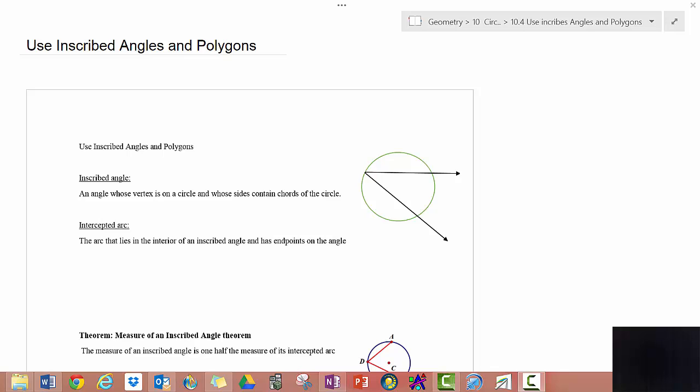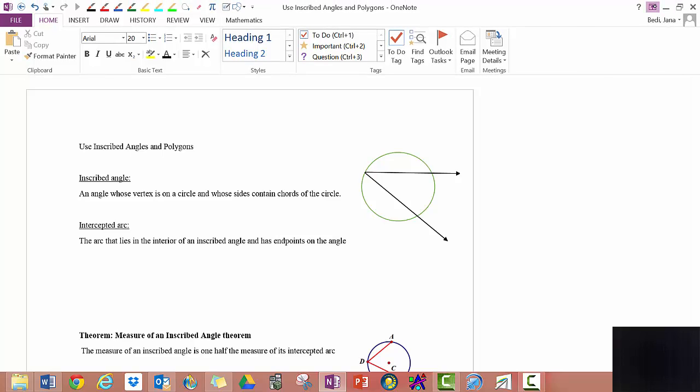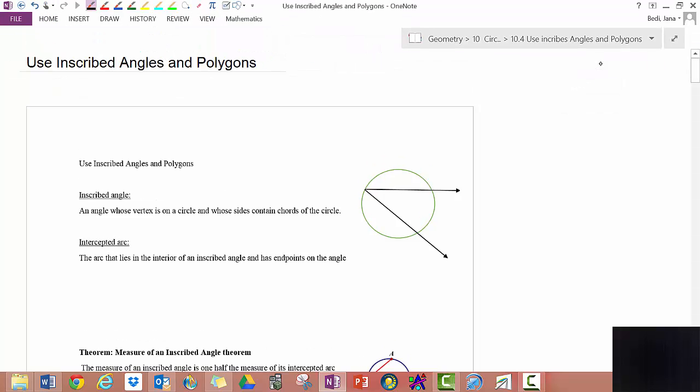Okay, continuing with the circles, we've talked about central angles, and in this section we'll talk about inscribed angles. The big difference between an inscribed angle and a central angle is this. Look at where the vertex of the inscribed angle is. It is on the circumference. So I'm going to construct another circle here.